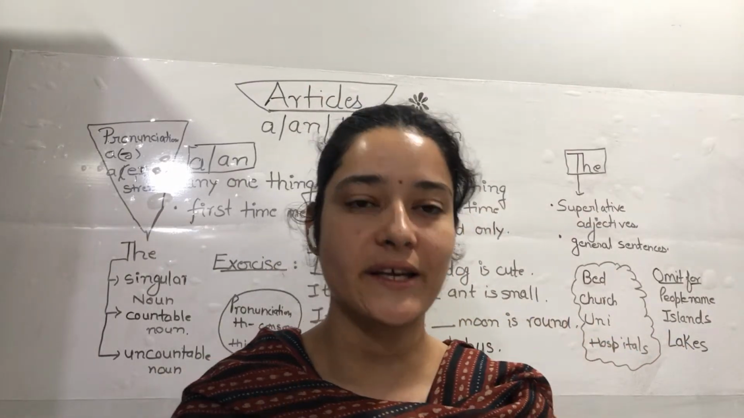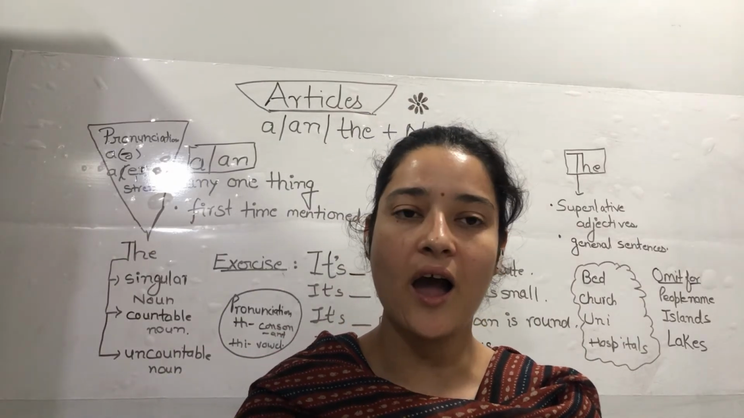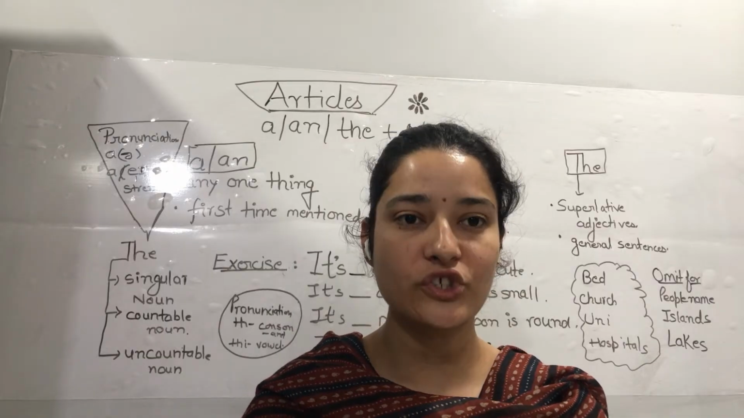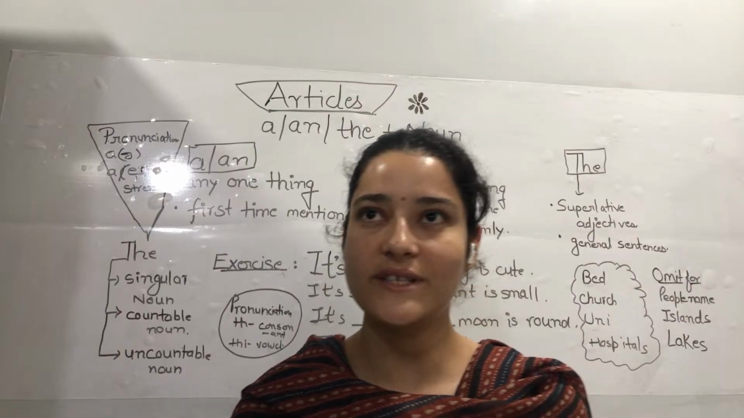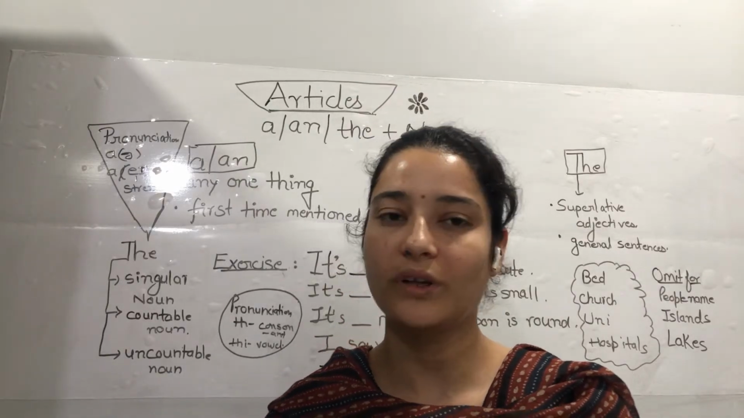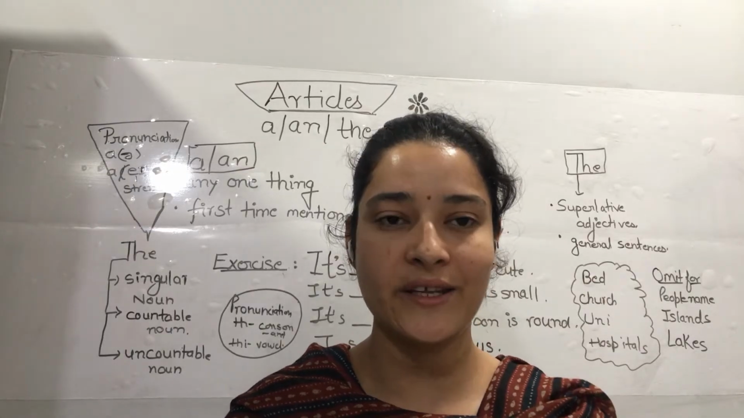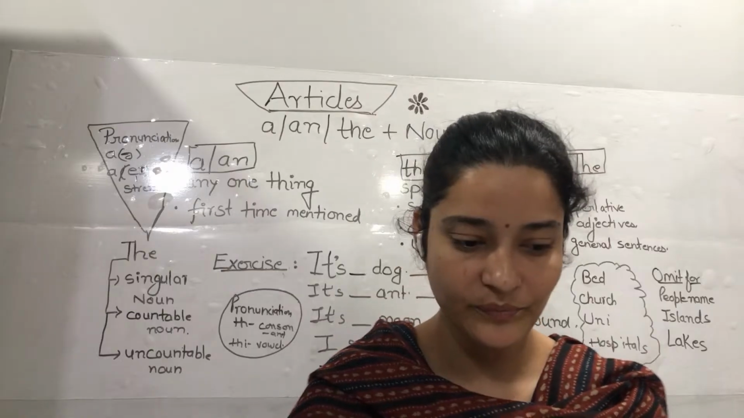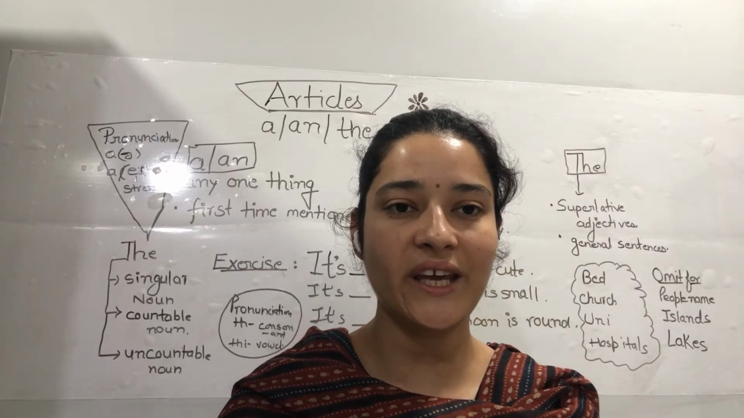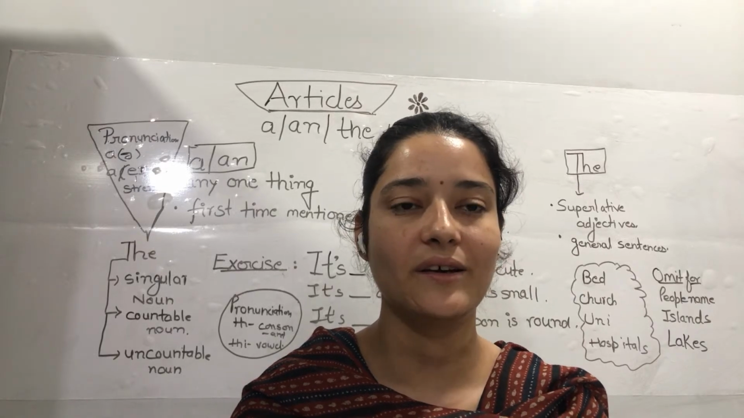Okay, so what are articles? First, let's simply understand the concept of articles. Articles are those words which are used before the noun. Okay, so if I say a book, then a is a one-letter word. An is a two-letter word. They are very simple things, but they are very confusing, and most of us speak wrong.